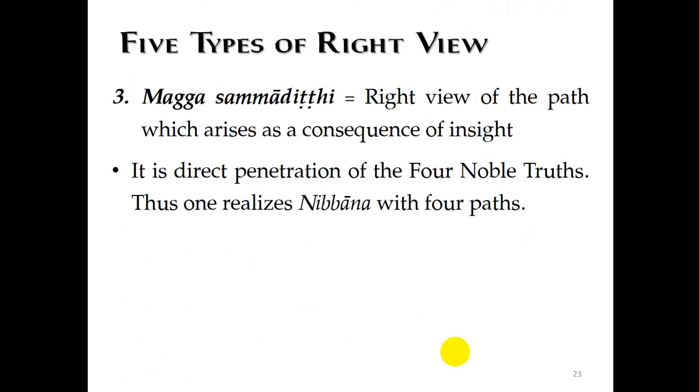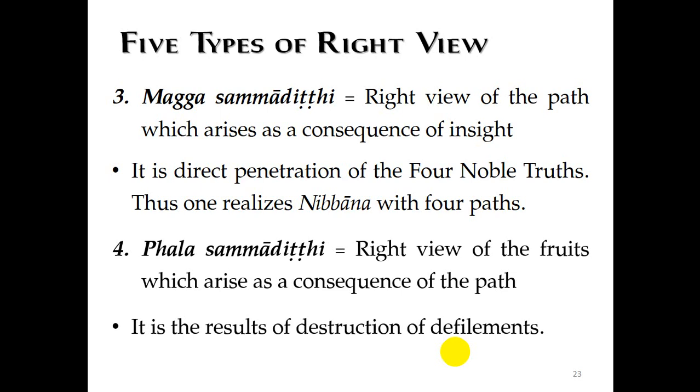Number three, Magga Samadhi. Actually, the moment you attain, you become Sotapanna, Sakadagami, Anagami, Arahant, right? Right view of the path which arises as a consequence of insight. So this is the four noble truths. Well, actually, we have to learn this one, Magga, the four paths. It is at the supramundane level, right? Then Phalasamadhi, this is also another four consciousness. It is among the eight supramundane consciousness. Right view of fruit, the fruit which arises as a consequence of the path.